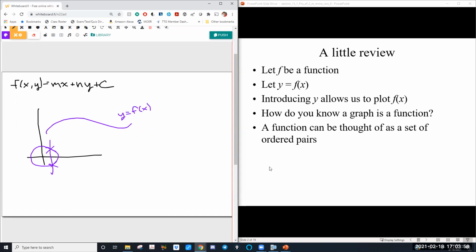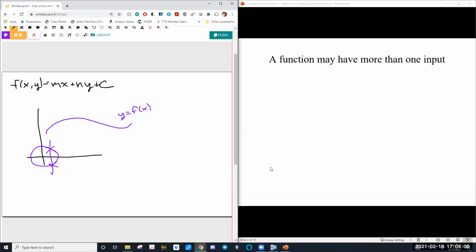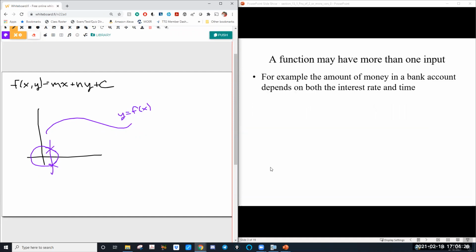So again, we think of our graph as a set of ordered pairs. Now, we need to start thinking in terms of 3D. And that's that a function may have more than one input. What we do with math is we start off with a single input and a single output because it simplifies things. We have 2 dimensions. It's easier to draw the graphs. It's easier to get out a lot of the characteristics. Then we start to expand, but we see that a lot of the things still hold, like our definition of a function. But the amount of money in a bank account depends on both interest rate and time.